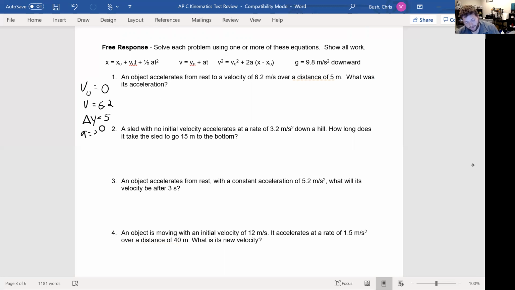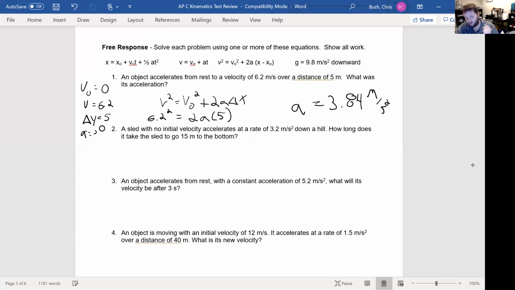So I've done this a couple times already, but v squared equals v naught squared plus 2a delta x. I plug in my numbers. I've got 6.2 squared equals 0 plus 2 times a, which is what I want, times delta x, which is 5. So what I'm going to get here is 6.2 squared equals 10a. So 6.2 squared is 38.44. If I divide that by 10, I get an acceleration of 3.84 meters per second squared.